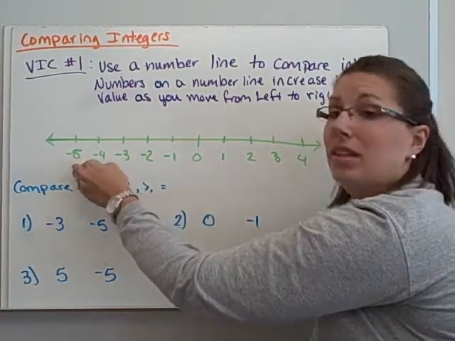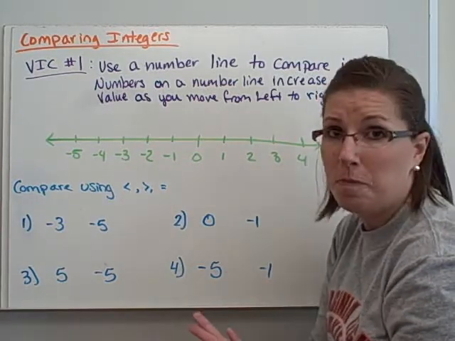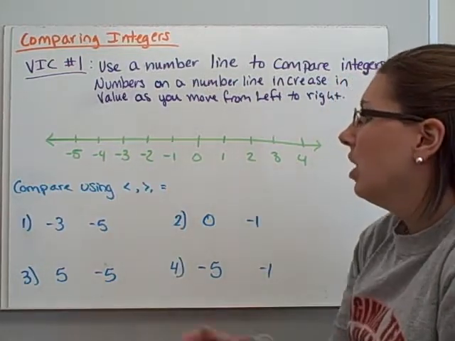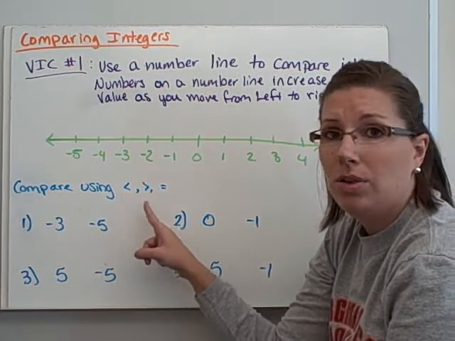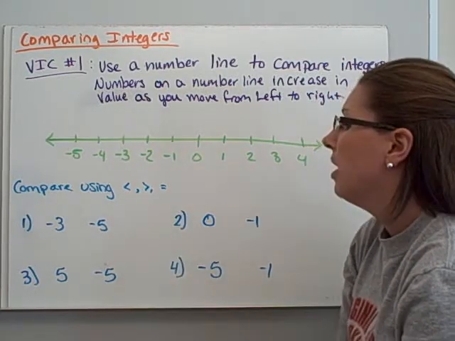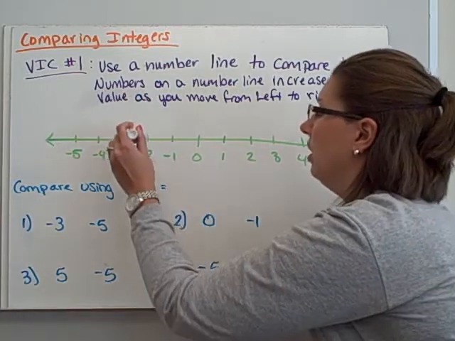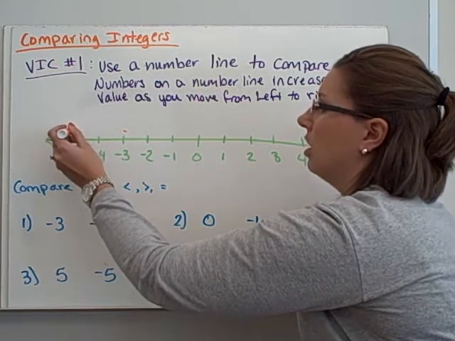As I go from the left to the right, I'm actually gaining value, even though it might not appear it, I am. Okay? So I'm going to compare these two numbers using the less than, greater than, or equal to sign. So I've got -3, which is located right here, and then -5, which is located right here.